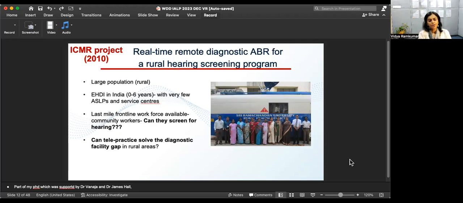So we were funded through the Indian Council of Medical Research to understand if we had to set up an EHDI program in a rural community, can frontline workers then become the people who will screen, and can telepractice solve the problem of lack of diagnostic facilities in these rural areas? And can we use the help of these frontline workers to be the telefacilitators supporting these remote diagnostics?